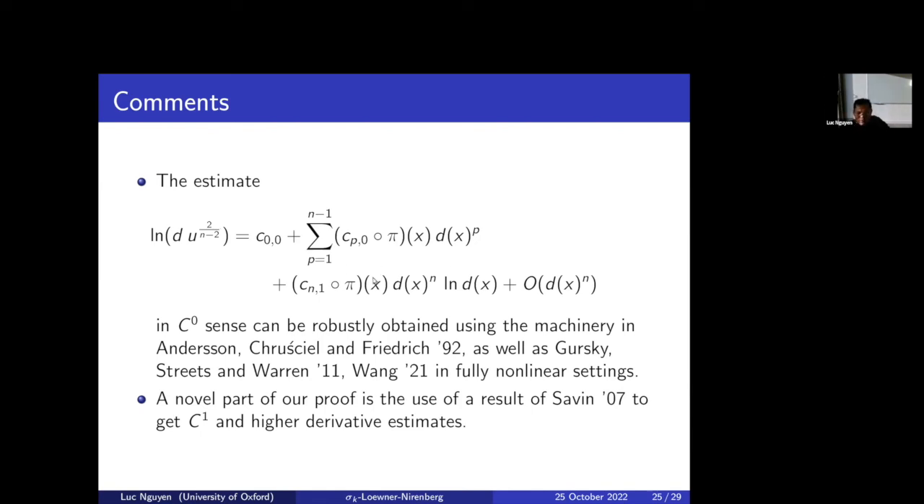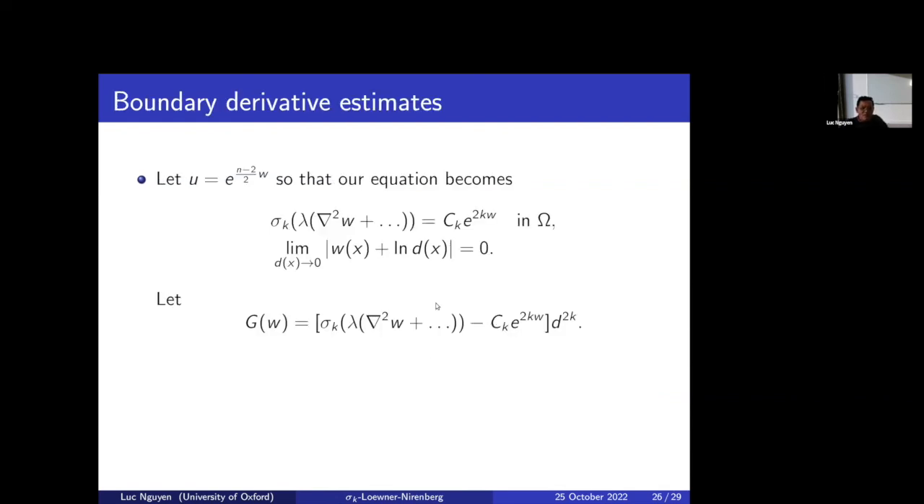So the novel part of our treatment is to bootstrap this to a gradient or even Hessian estimate. And for that, we need to put it in a way to apply a result of Savin in 2007 to get that. So let me briefly explain. I think I still have some minutes. So let me say very quickly what it is.